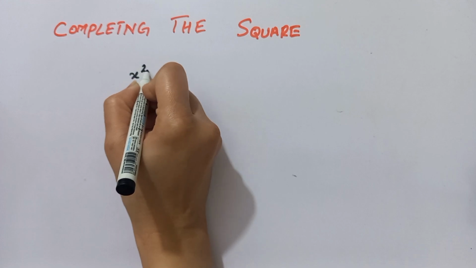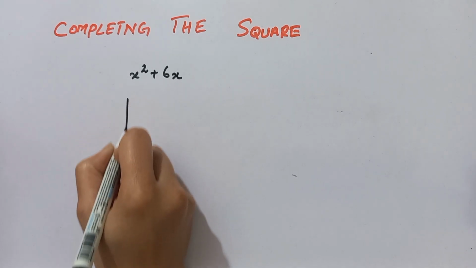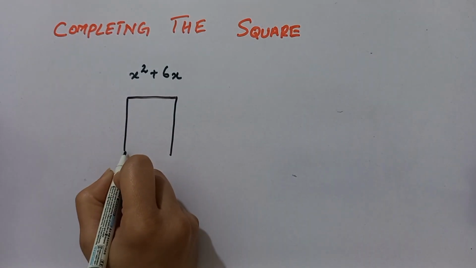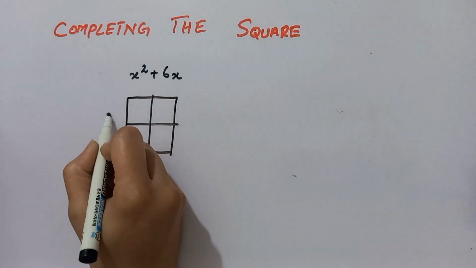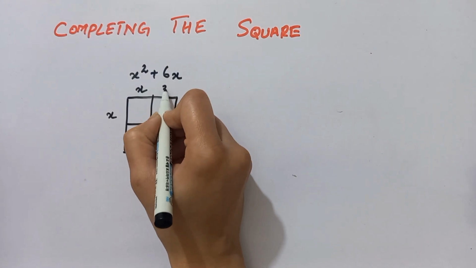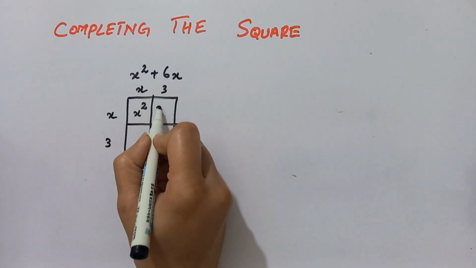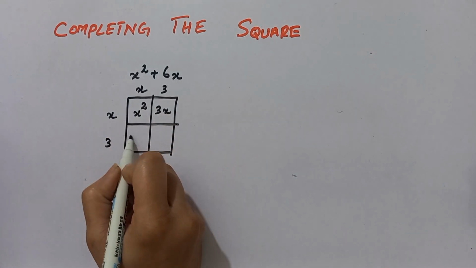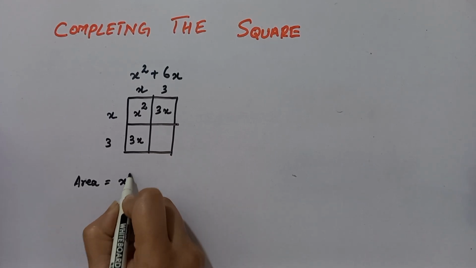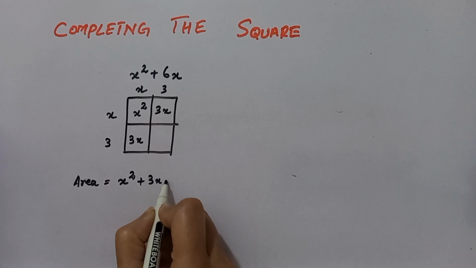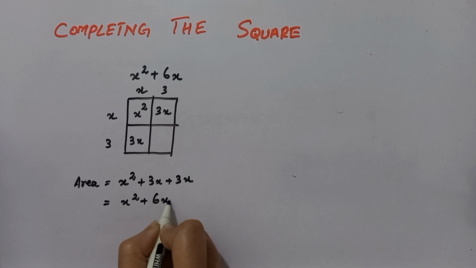Now let us consider another example. We have x square plus 6x. Now we can draw a diagram for this expression. Here we have x, 3 and 3. X times x is x square, and x times 3 is 3x. 3 times x is 3x. So the area is x square plus 3x plus 3x, which equals x square plus 6x.